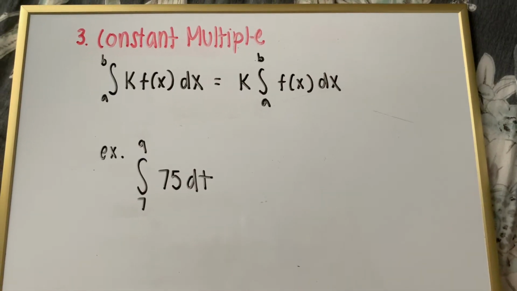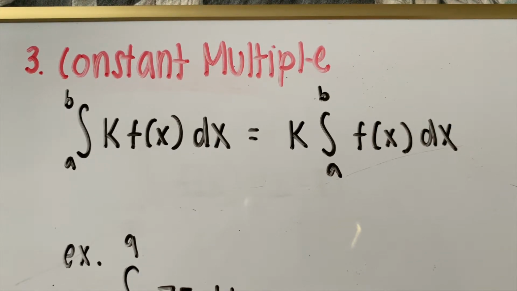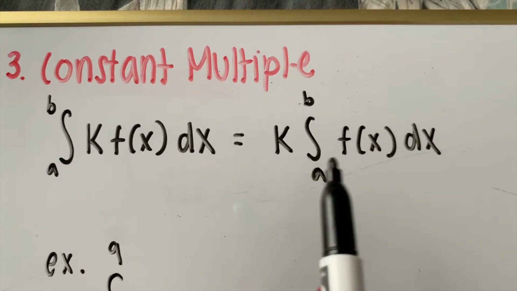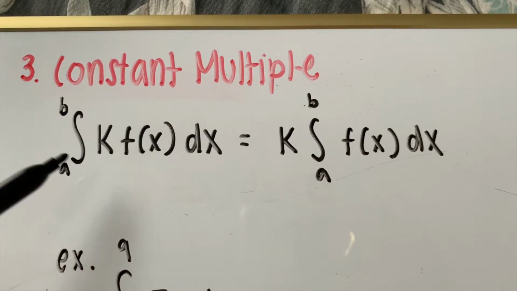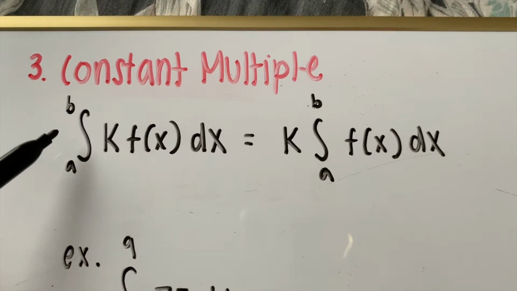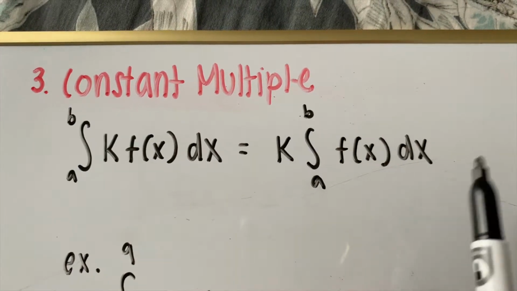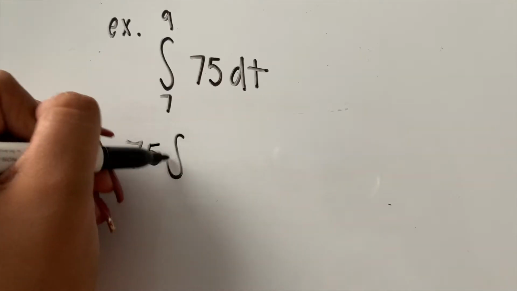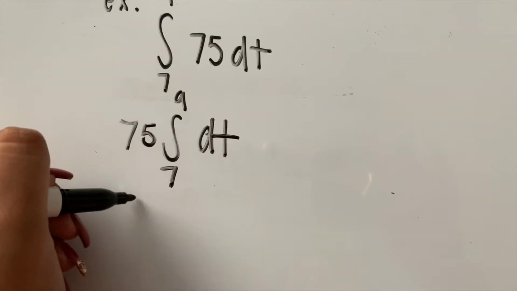Our third rule is constant multiples. In this rule, we have the integral from a to b of a constant times the function of x, which equals the constant times the integral from a to b of f(x). Instead of keeping our constant inside and solving it through, we take our constant outside of the integral and multiply it again once our function is solved. In this situation, we're going to take our 75 out, having our integral of the root of t, and we're going to solve.